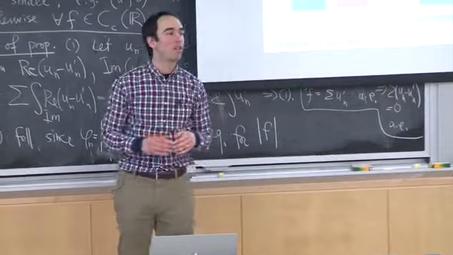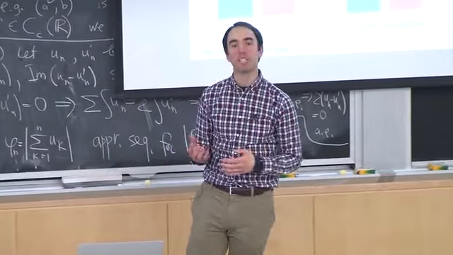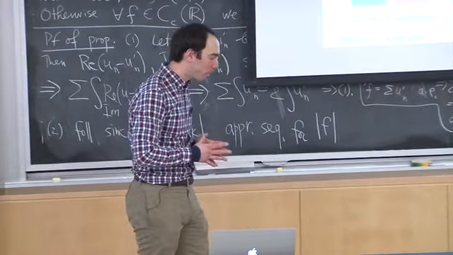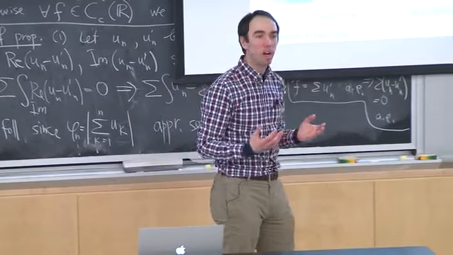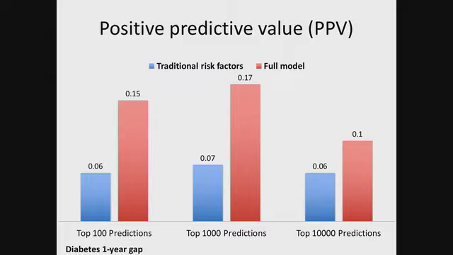So I talked about how the criteria which we use to evaluate risk stratification models are a little bit different from the criteria used to evaluate diagnosis models. Here, I'll tell you one of the measures that we often use, and it's called positive predictive value. So what we'll do is, after you've learned your model, look at the top 100 predictions, top 1,000 predictions, top 10,000 predictions, and look to see what fraction of those patients went on to actually develop type 2 diabetes. And of course, this is done using held-out data.